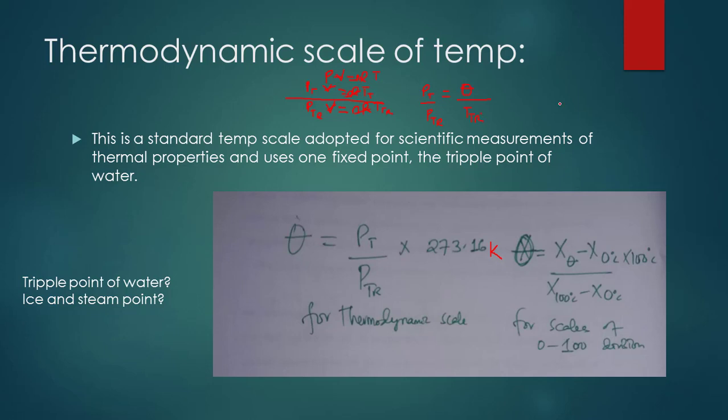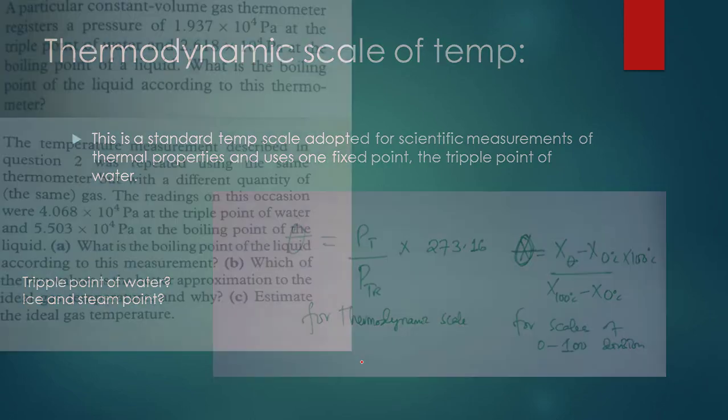We know the temperature at the triple point is 273.16 Kelvin. So if we make theta the subject, theta is equal to pressure P_T divided by the pressure at the triple point, times the temperature at the triple point, 273.16. So basically that is it, our formula is governed by this. It is just simple. We shall see an example here.